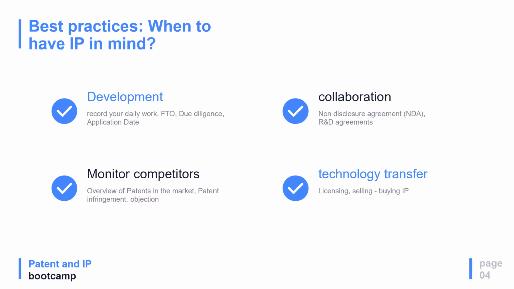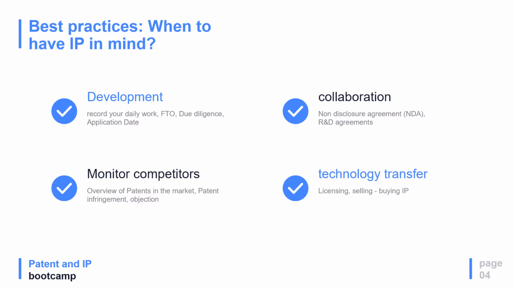So let's talk about some best practices when to have IP in mind. For example, it is really important in a development process, because there you have a lot of new things that are developed and those must be protected. There you have to record your daily work. There should be FTO analysis done, then also due diligence, and make sure that you draft your patent before you disclose it to the public.